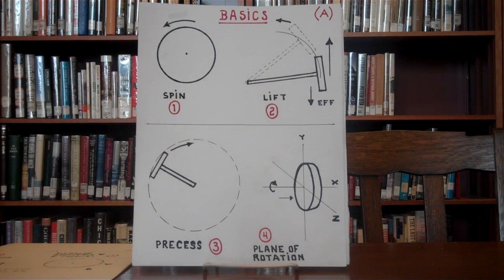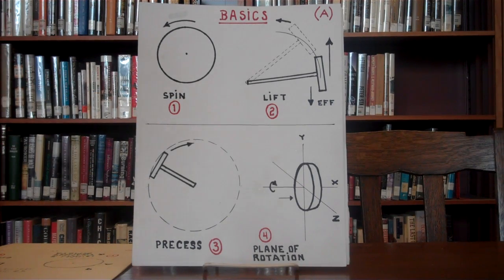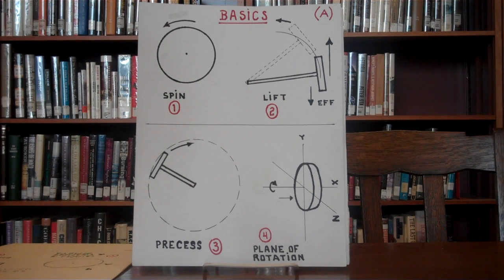Now, the basics. These are the basics at the top. We'll start with number 1. All gyro discs turn, rotate, or spin because there's more torque that's turning forth than the disc has resistance against. Number 2 is here, lift. A rotating gyro lifts because there's more upward force for it to do so than the downward force to stop it. It lifts because of that.